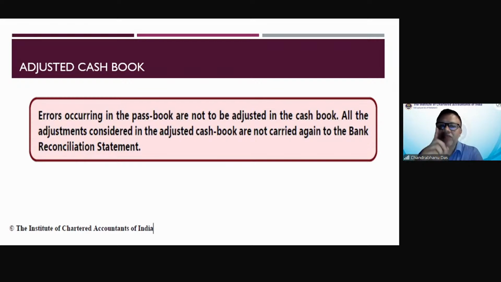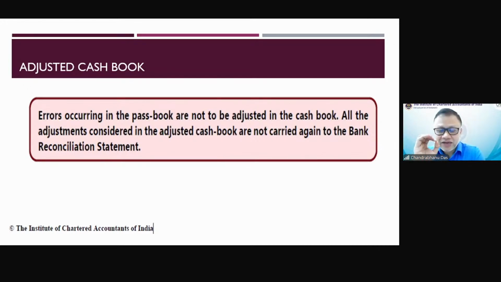So whenever we see these transactions or events, first we have to know which are the timing differences, which are the transaction differences, which are the errors. Out of that, we have to know what are the omissions and what are the errors to go to the adjusted cash book. Now, from the errors, we have to detect which is the passbook error. If it is a passbook error, it will not go to the adjusted cash book. If it is a cash book error, it will go into the adjusted cash book.